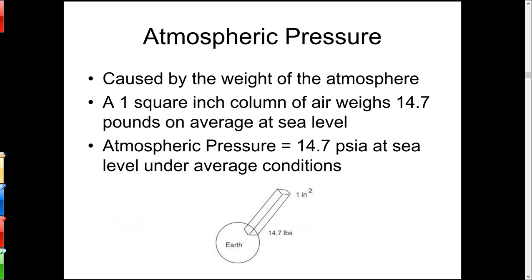Now, when we're on Earth here, we have atmospheric pressure, and we don't really notice this or talk about it a lot, but it's this pressure that we have around us all the time. It's caused by the weight of the atmosphere. If you look at a column of air above you, let's say, that extends from the Earth up to the outer reaches of the atmosphere, a 1-inch square column weighs 14.7 pounds on average at sea level. So the atmospheric pressure generally is about 14.7 psi at sea level under average conditions. Now that A we'll get to, it means absolute. We'll come back and talk about that in a minute, okay?